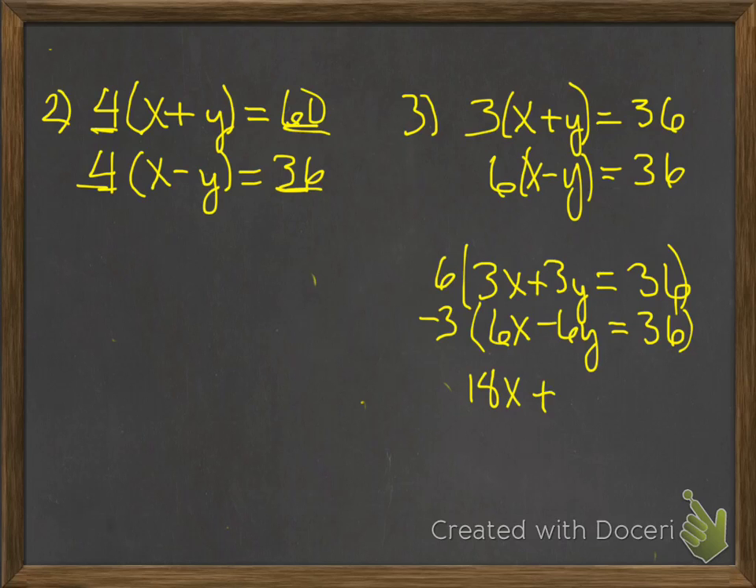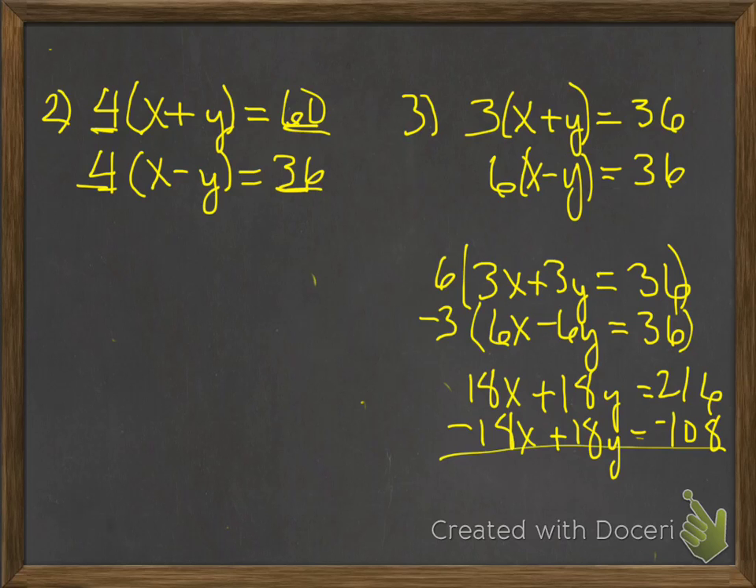18x plus 18y is equal to 36 times 6 is 216. Negative 18x plus 18y is equal to negative 108. Okay, subtract, you get 36y is equal to 108. So when you divide, y would equal, should be about 3. And this is also kilometers per hour.